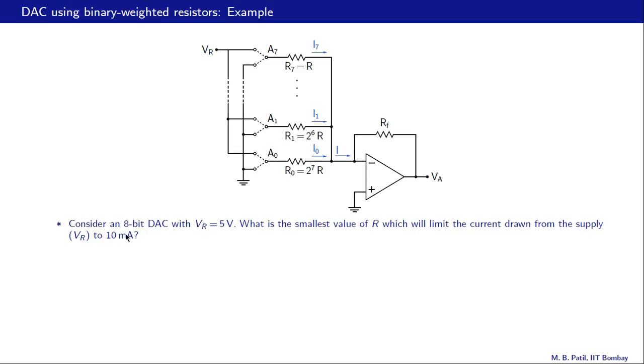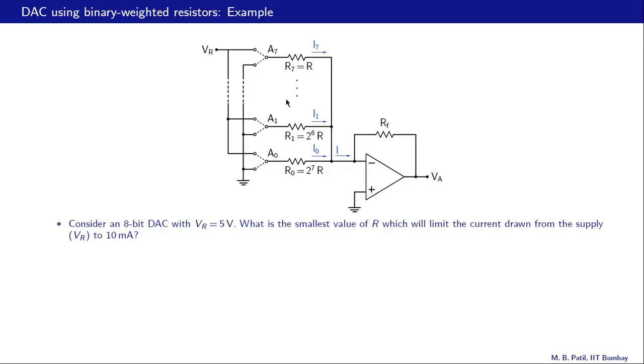Now, since this is an 8-bit DAC, our resistance values go from R, 2R, 4R, etc. Then 2 raised to 6 R, and the last value is 2 raised to 7 R. Otherwise, the circuit is the same as what we saw earlier. We have a total of 8 switches now in the circuit. This switch is controlled by the LSB, that is S0. This switch is controlled by S1, and so on. And finally, this switch is controlled by S7, which is the MSB.